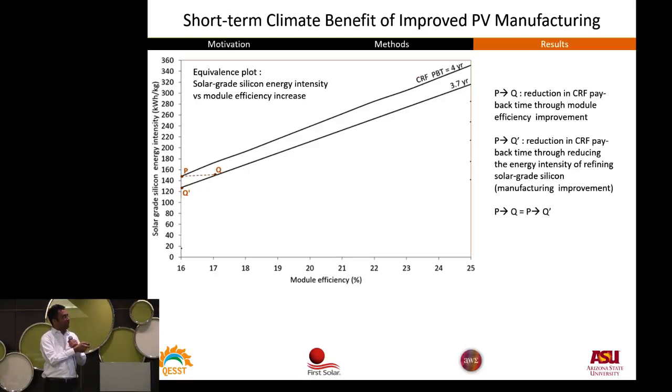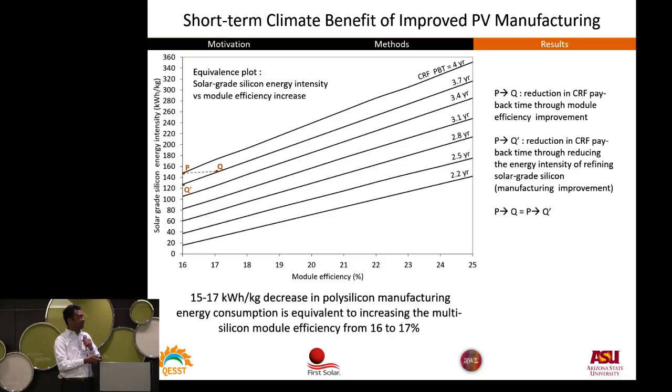Next, we calculate a reduction in CRF payback time, because we want to reduce the payback time from 4 years to 3.7 years. That's our goal, because the lower the payback time, the more quickly we get climate benefits. So we can move from point P to Q by increasing module efficiency only, to reduce the payback time from 4 to 3.7 years, or we can reduce the energy intensity of silicon used to manufacture the PV system, from P to Q dash. Both these approaches reduce the radiative forcing payback time from 4 to 3.7 years. So it's equivalent in terms of the short-term payback time impacts.